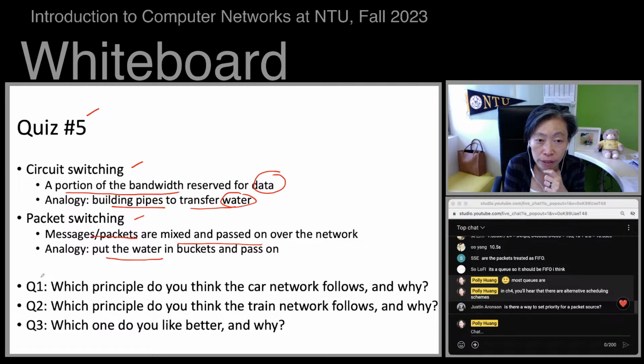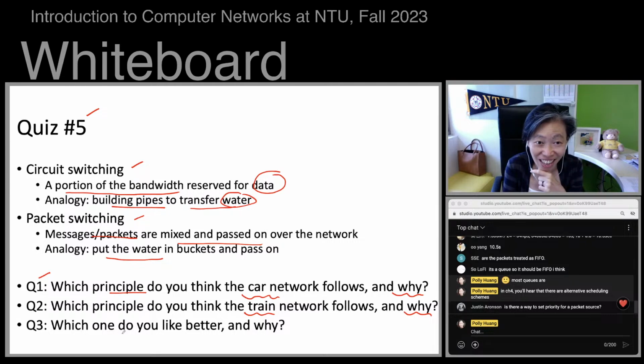So think, Q1: which principle between these two, circuit switching or packet switching, do you think the car network follows? And why do you think the car network is more circuit switching or packet switching? And what about the train network? Is it more packet switching or circuit switching? Why?